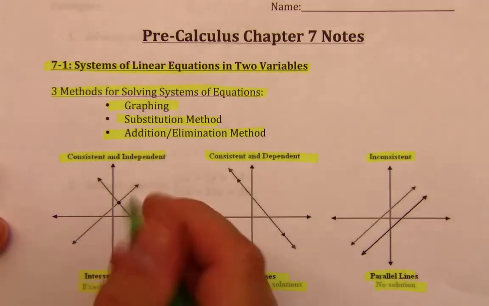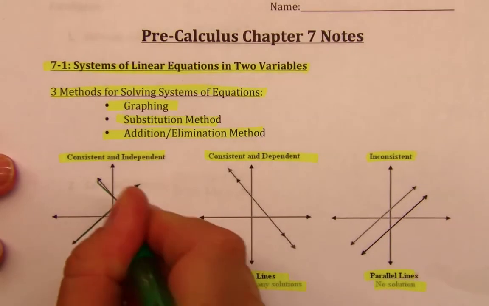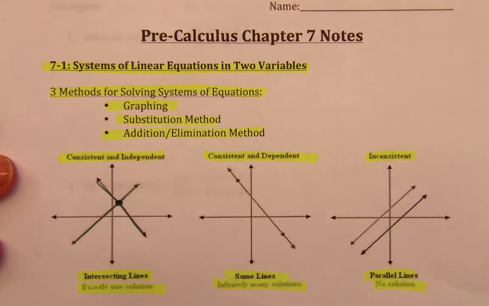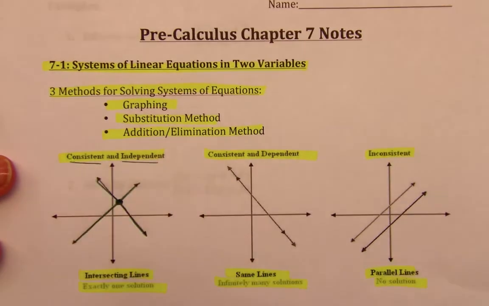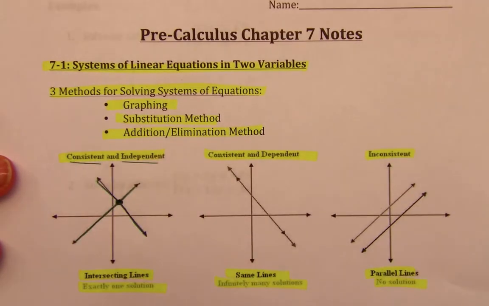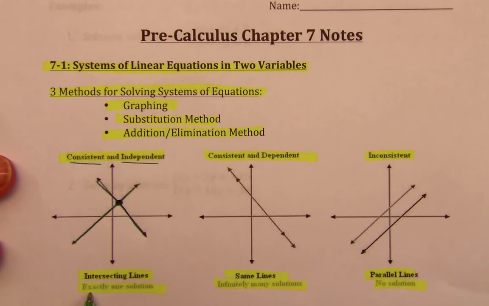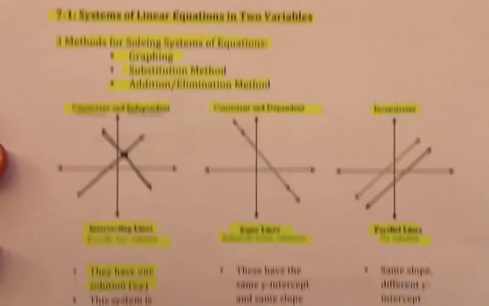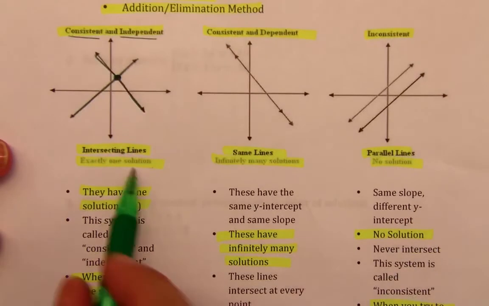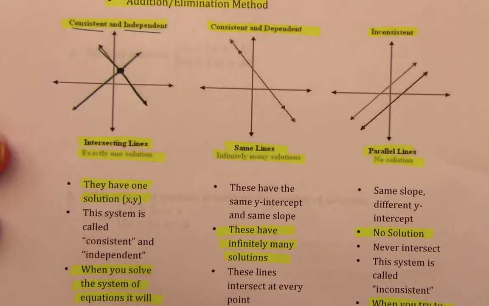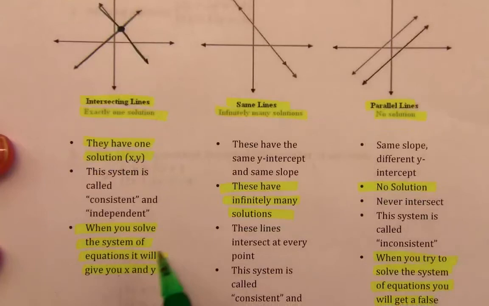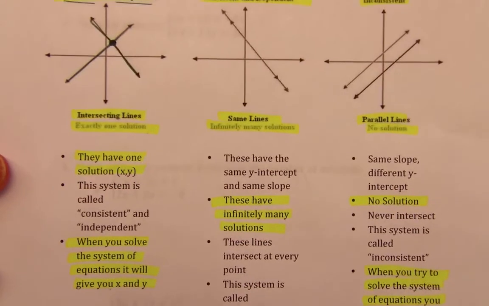Now, if we have two lines that intersect like the ones we see here, they have one point in common. They intersect at that point. Those are consistent and independent equations. These are intersecting lines, and they have exactly one solution. If you solve it algebraically, you're going to get a value for x and y, or a coordinate. You'll be able to solve for x and y here.